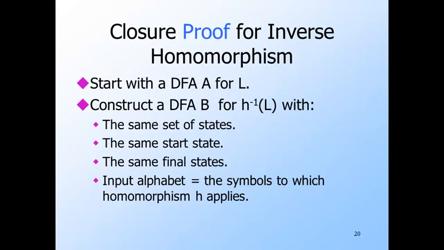While for forward homomorphism the regular expression representation was dandy, to show that the inverse homomorphism of a regular language is regular is best done with DFAs. Start with a DFA A for L and construct a DFA B for H inverse of L. B has almost everything the same as A: the same states, the same start state, the same final states. But the input alphabet for B is the appropriate input alphabet, that is, the set of symbols to which the homomorphism H applies. We then fix up the transition function for B to reflect both the new set of input symbols and the effect on those symbols of the homomorphism.